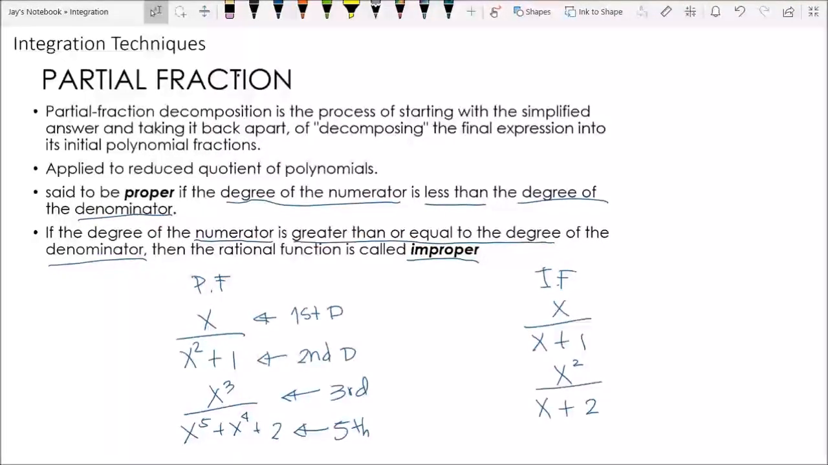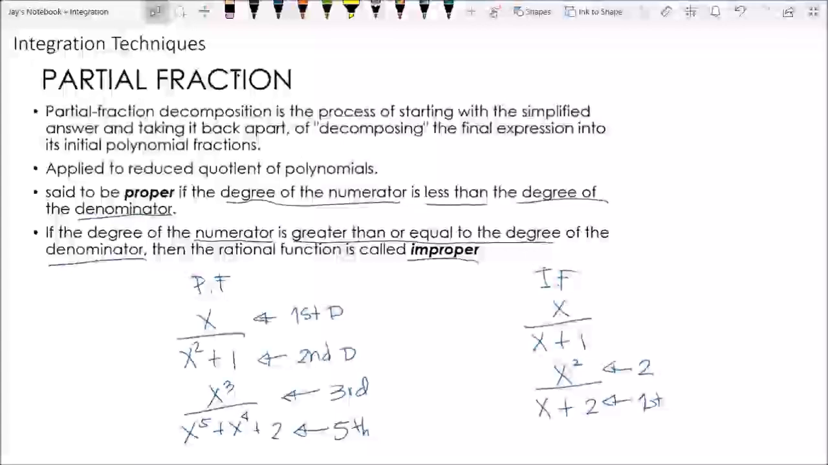We also have x squared over x plus 2. Take note that our numerator here is of the second degree, and our denominator is of the first degree. So therefore, it is classified as an improper fraction. In this video, I'm going to show you how to integrate proper fractions.